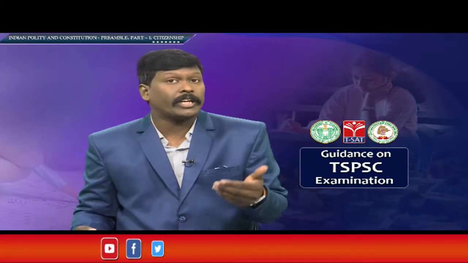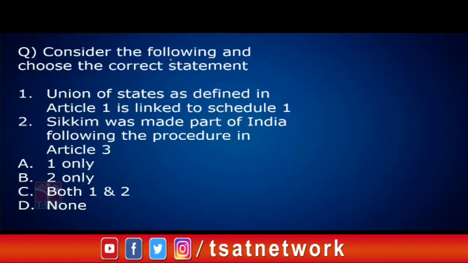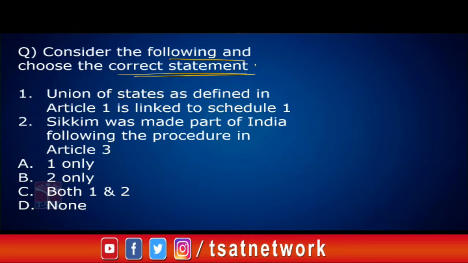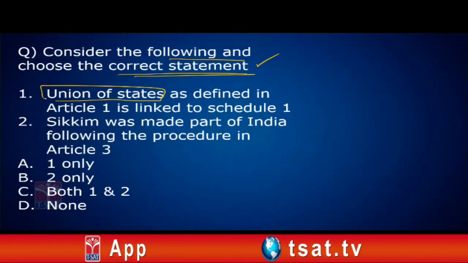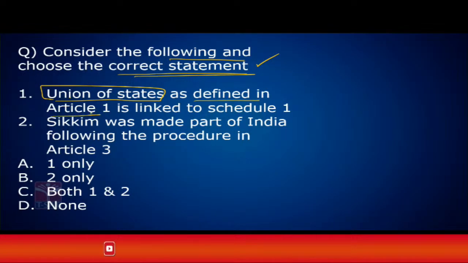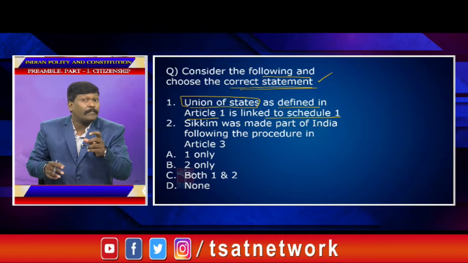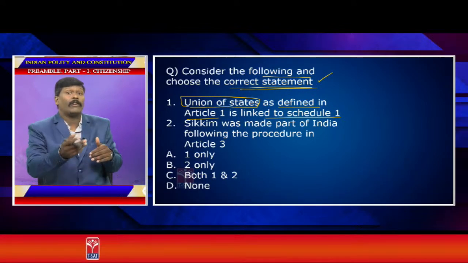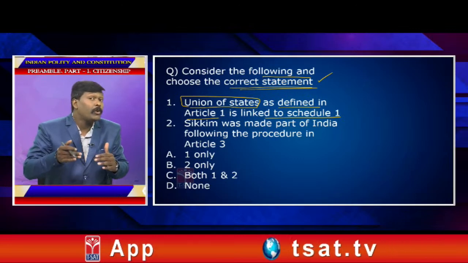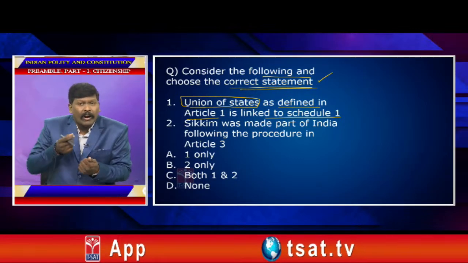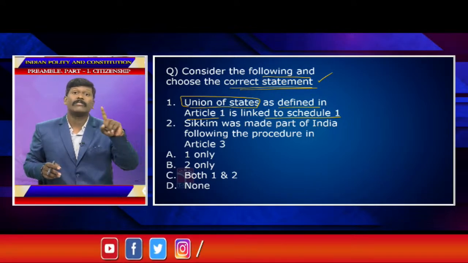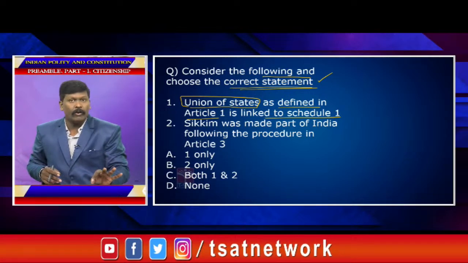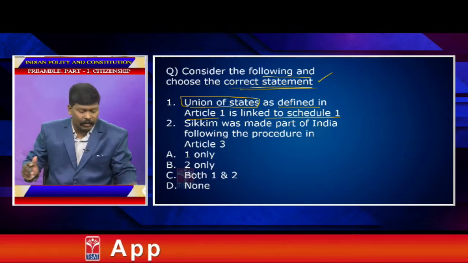Now, this question is related to Part 1. Consider the following and choose the correct statement. Union of States as defined in Article 1 is linked to Schedule 1. What is Article 1? India, that is Bharat, shall be a Union of States, not a Federation of States. Now, what is Union of States? According to Article 1, Union of States are those states which are mentioned in Schedule 1 of the Constitution of India. So, according to Article 1, this statement is correct.